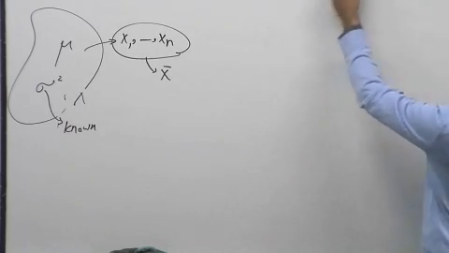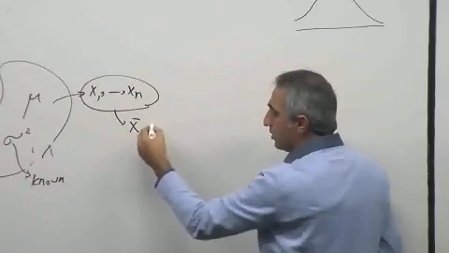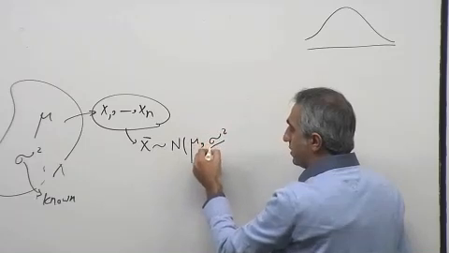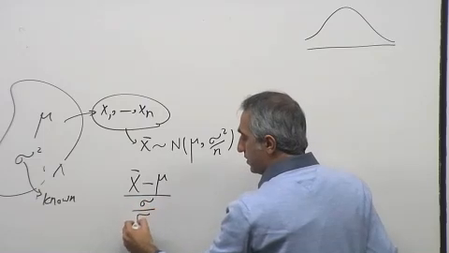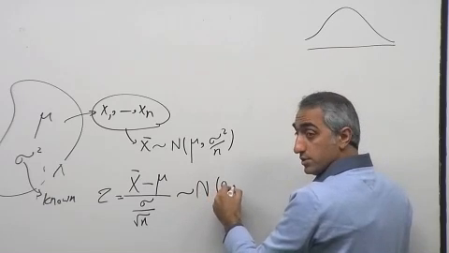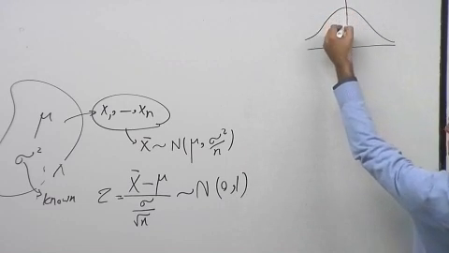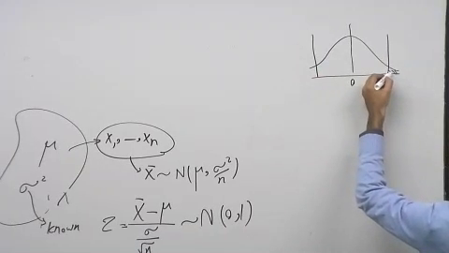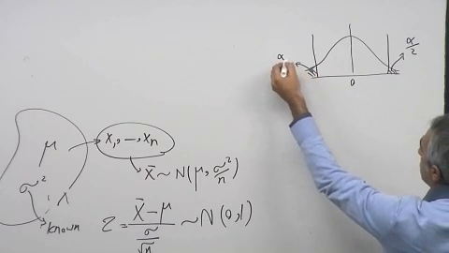What we do is use the sampling distribution of x bar. We know that it follows a normal distribution with this mu and this variance. Therefore, x bar minus mu divided by the standard deviation, which we call Z, follows what? The standard normal distribution. For a standard normal distribution, this is 0, and I can define two points where alpha over 2 is here and alpha over 2 is here.